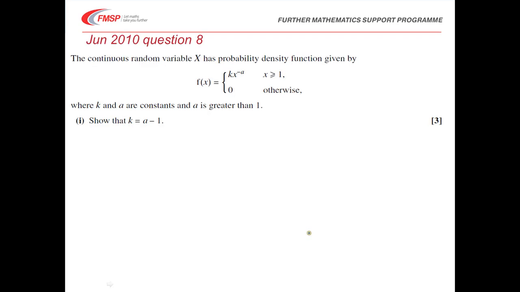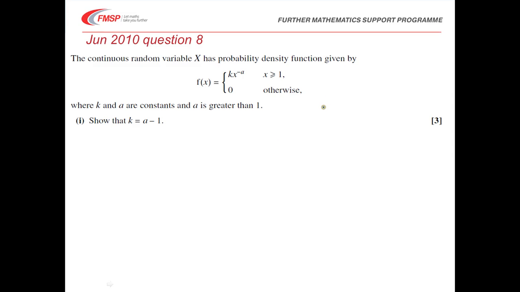So, June 2010, question 8. We're given a continuous random variable x and we're given the probability density function. And we're told that k and a are constants and that a is greater than 1. And we've got to show that k is equal to a minus 1.